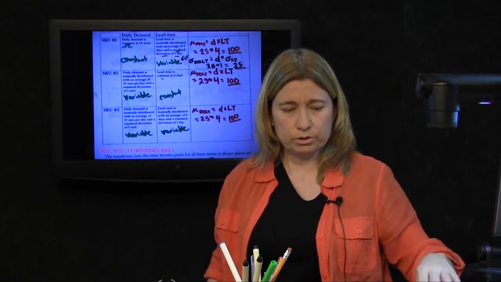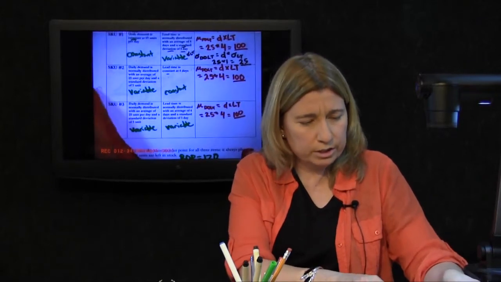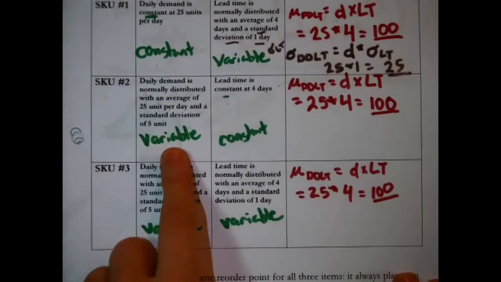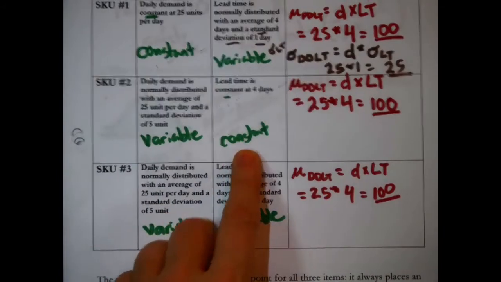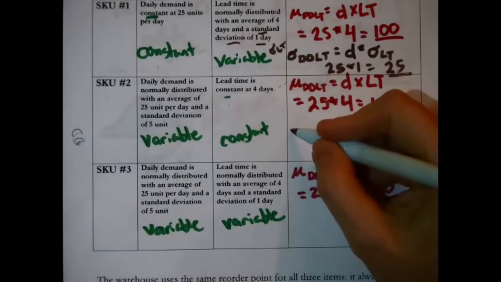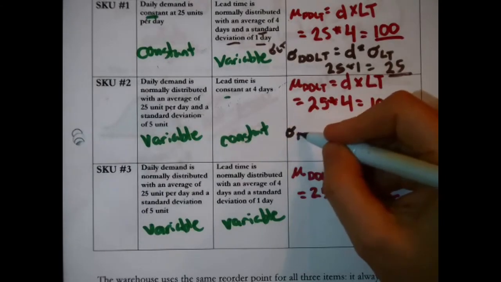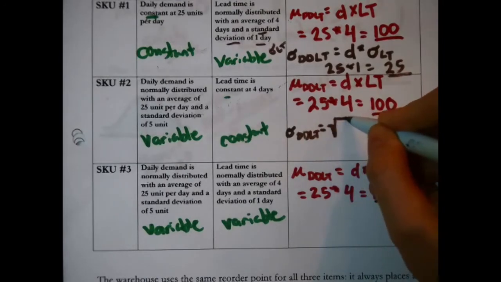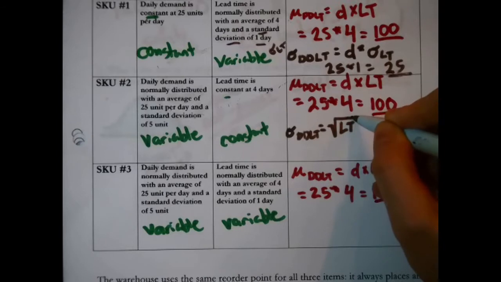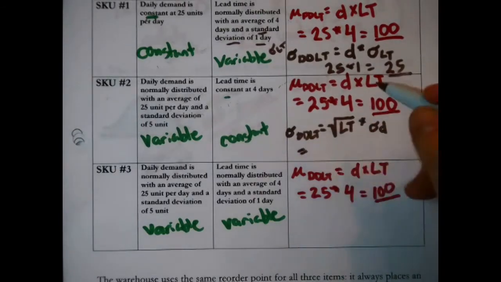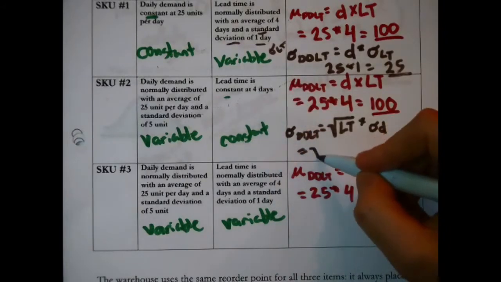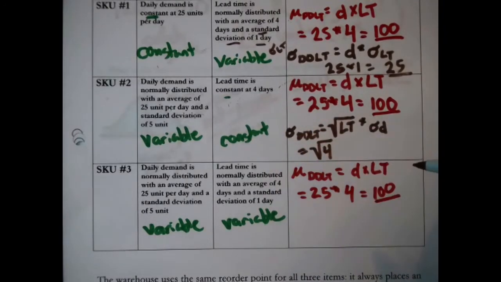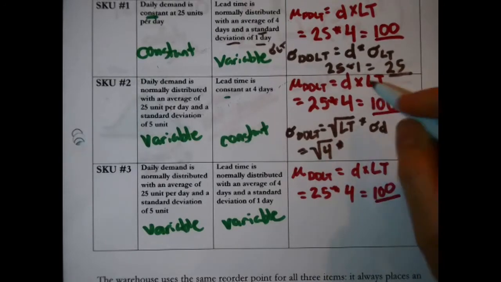All right, SKU2. SKU2 is the case where daily demand is variable, but the lead time is constant, and I need to be careful. The standard deviation of demand during lead time, it's not the same formula. In this case, I need the square root of lead time times the standard deviation in the daily demand. So, for SKU2, lead time is constant at 4 days. So I say the square root of 4 times the standard deviation in daily demand.